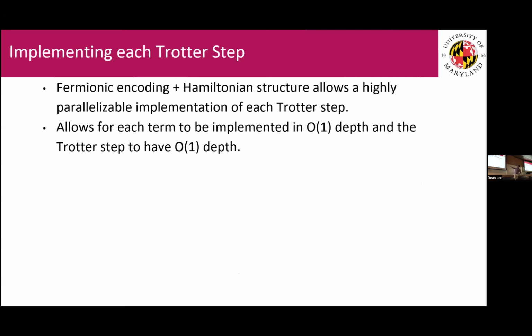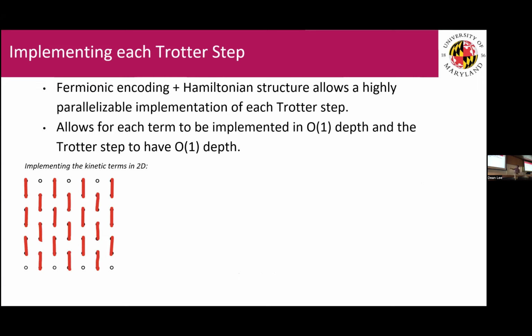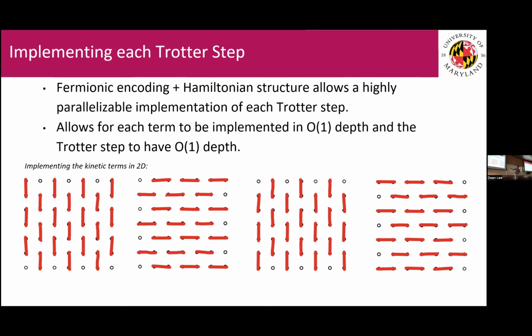So we end up with a fermion encoding plus a Hamiltonian structure which allows us to highly parallelize each step in our Trotter algorithm, and implement each of these steps in order 1 depth, independent of the number of particles I have and independent of the size of my lattice. This kinetic term can be implemented as a set of jump operators between nearest neighbor terms along each of the cardinal directions in my 2D lattice. So it's really just an order 1 chunk of my quantum circuit.